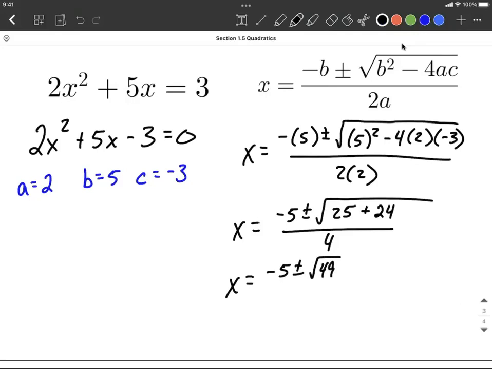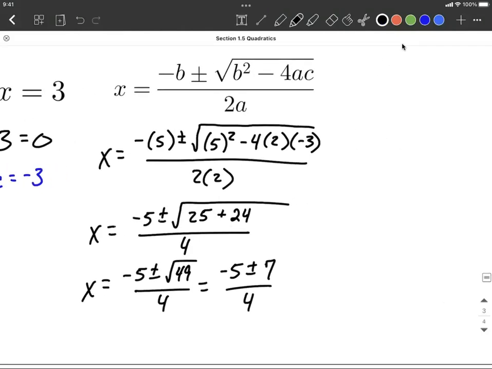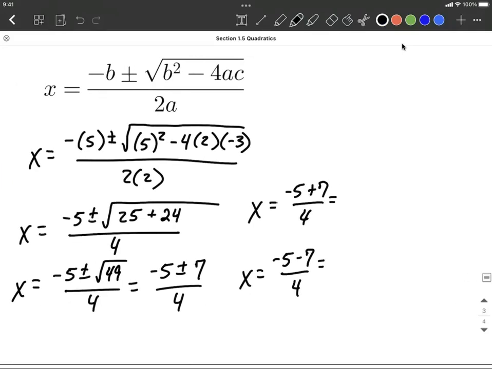Okay, further reducing down, we can go ahead and say negative 5 plus or minus the square root of 49 all over 4, which is negative 5 plus or minus 7 over 4, since the square root of 49 works out to be 7. Now this actually means, the plus and minus means two separate solutions. So we actually have x equals negative 5 plus 7 over 4, and x equals negative 5 minus 7 over 4. So we'll work these as separate individual little problems.